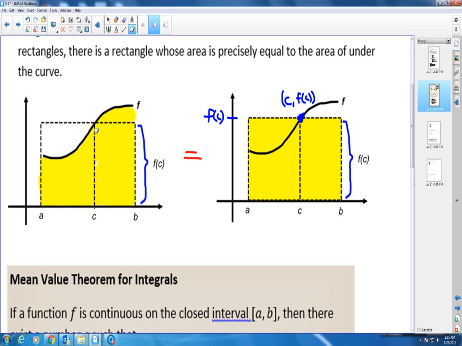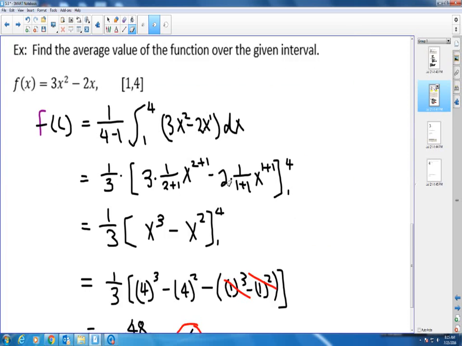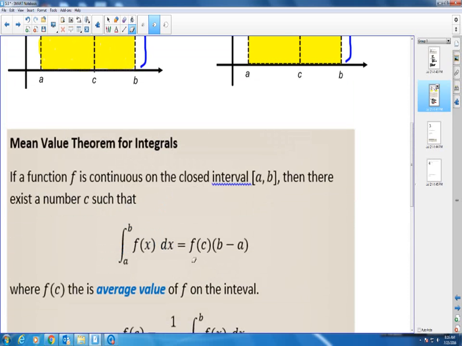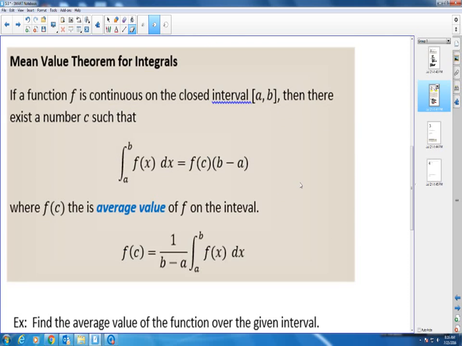So there exists a number c here, and if there exists a c, then we can figure out what f of c is. Once I can find f of c, I can multiply by b minus a. That will give me the area under the curve, and we kind of show it right here. So after all, the area under the curve is 48, so is the area of this big rectangle, and they are equal to each other.